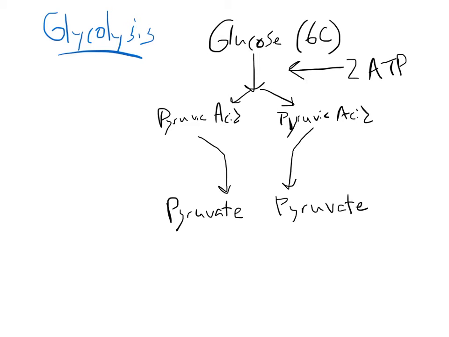Now the nice part about this second step here is that we're going to make a couple things. Right? We're going to be able to make 2 ATP for each of these pyruvates. And we're also going to be able to make NADH. I take that back. Sorry, it's just 1 NADH for each of those.